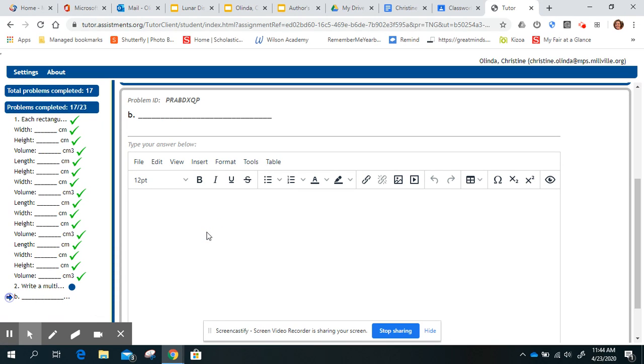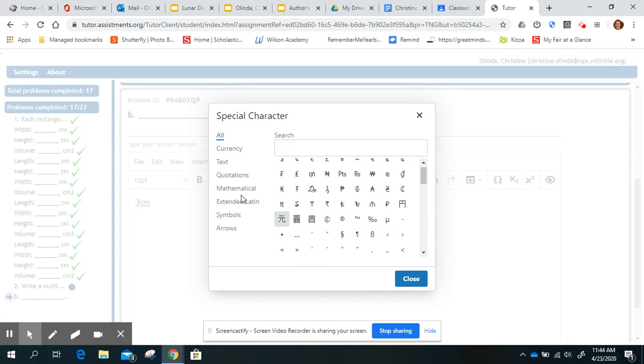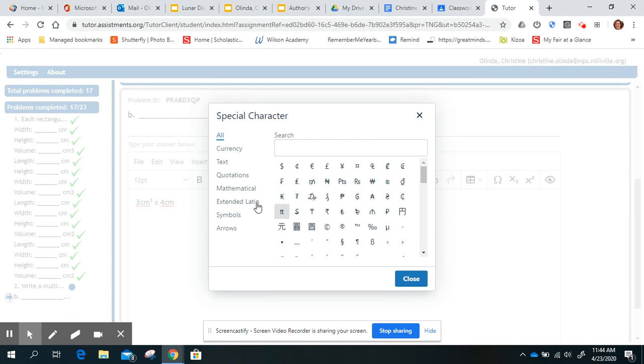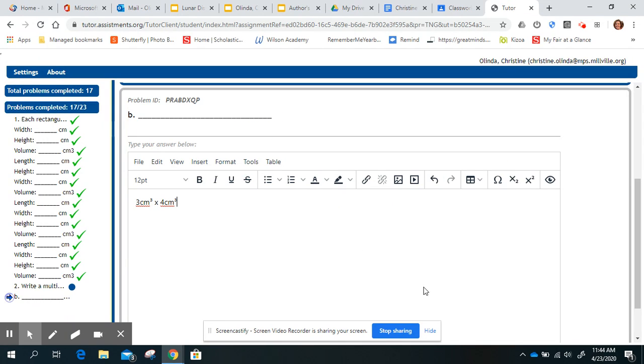So I'm doing the same thing here. I have to multiply 3 centimeters cubed by 4 centimeters cubed by 2 centimeters cubed.